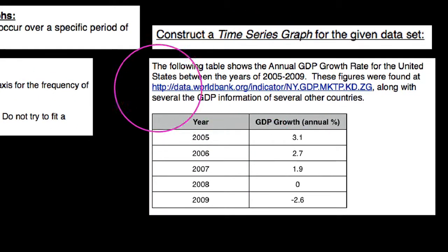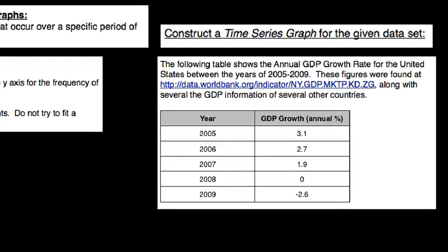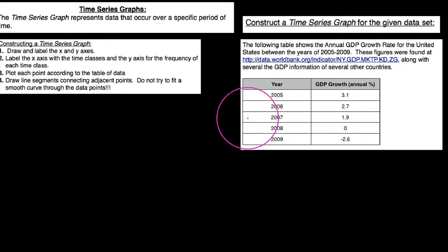I've got some data over here I want to construct a time series graph for. The following table shows the annual GDP growth for the USA between 2005 and 2009 that we pulled online. So essentially you see the year over here on the left and then the GDP growth rate. When we make this graph, we're going to draw and label our axes in here.